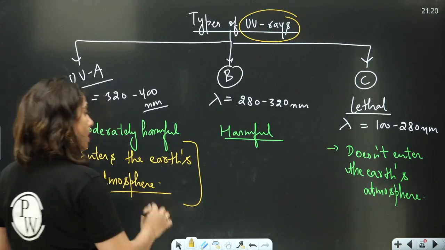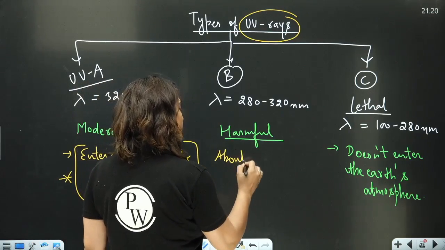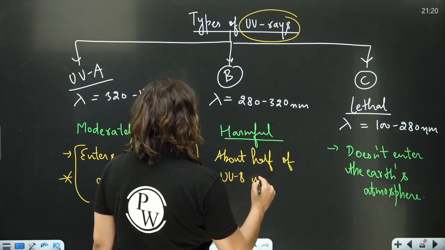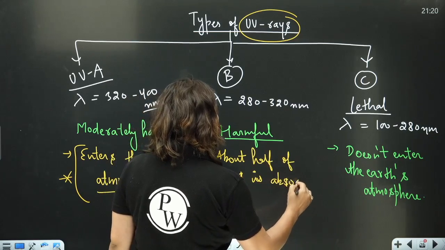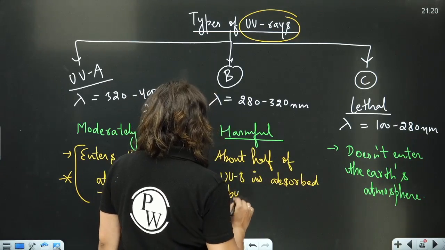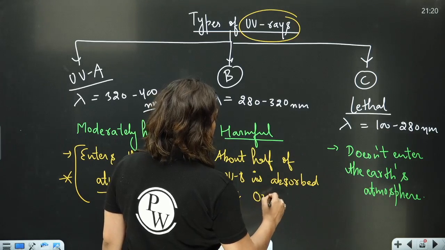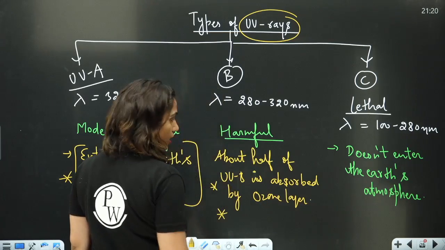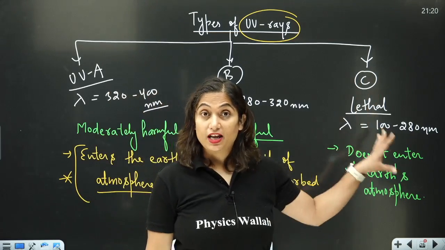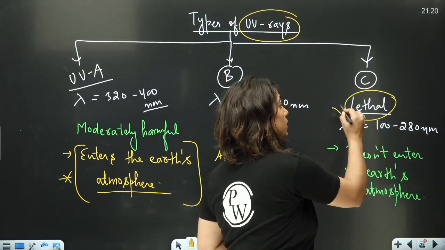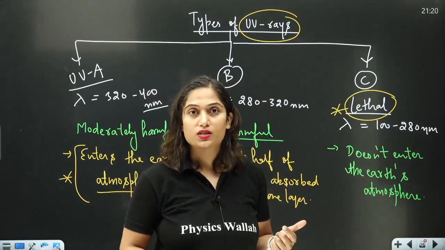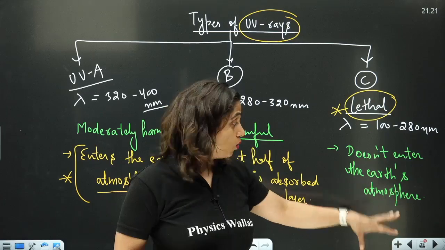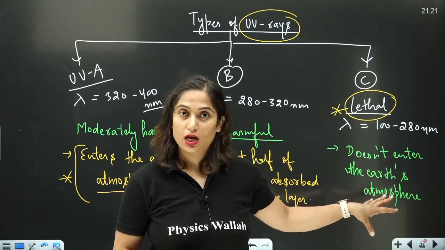Okay, about half of UV ray B is absorbed by the ozone layer, and some of it enters into the Earth's atmosphere. But UV ray C is lethal. Lethal means it can instantly cause death. That is why the ozone layer does not allow the UV ray C to enter into the Earth atmosphere.